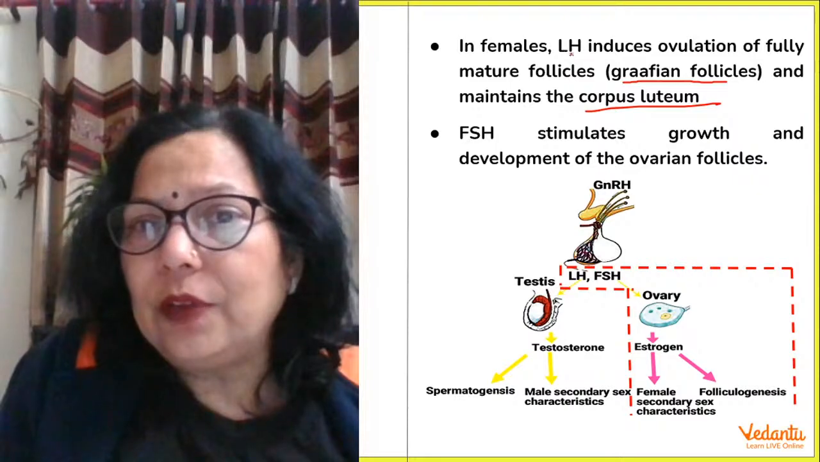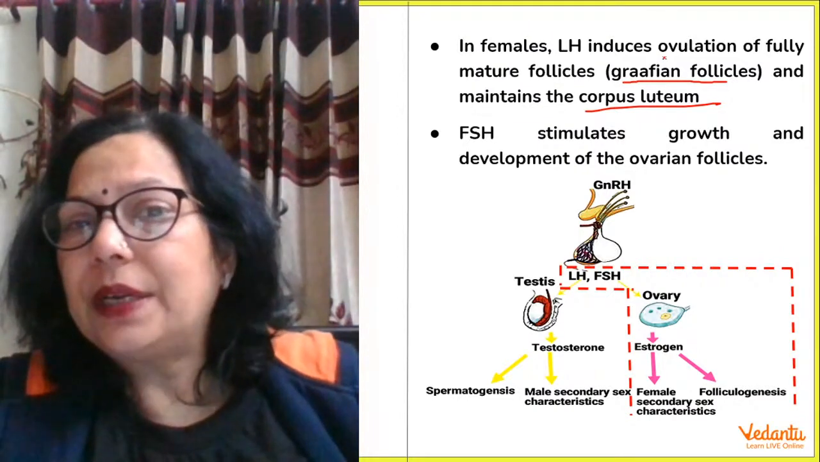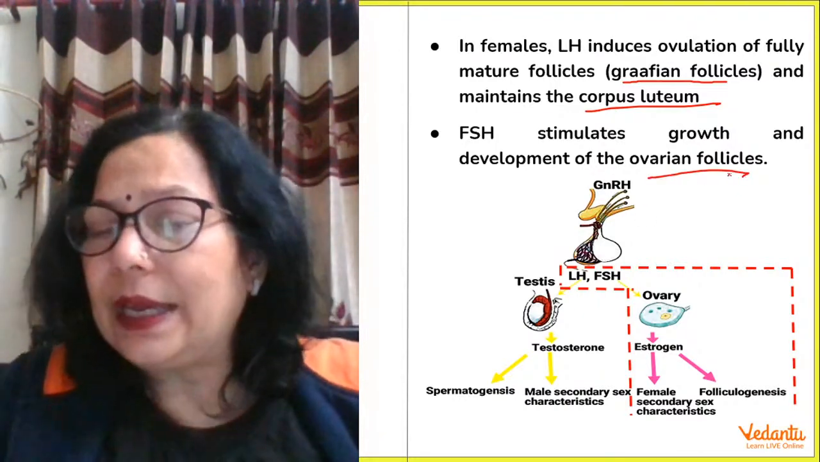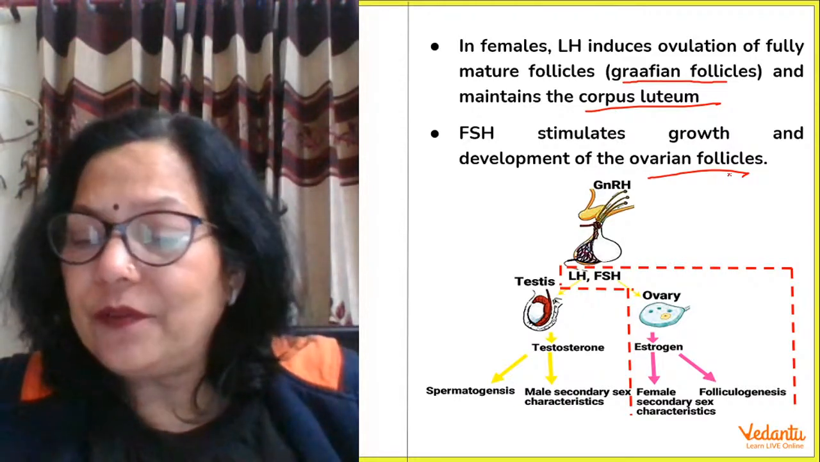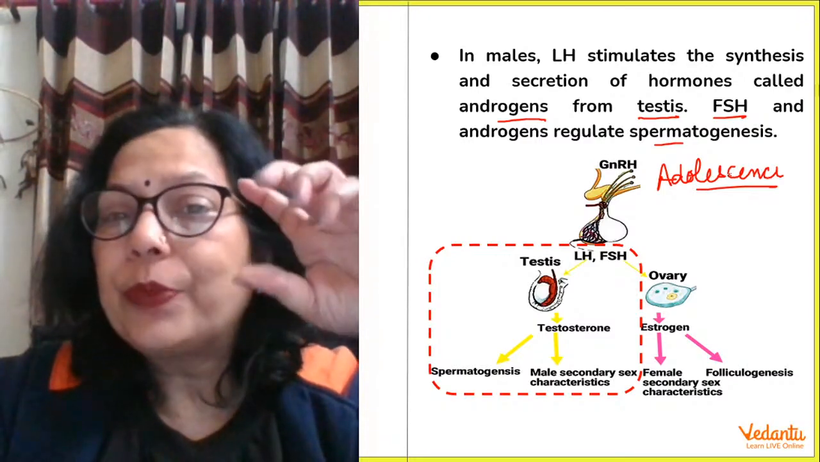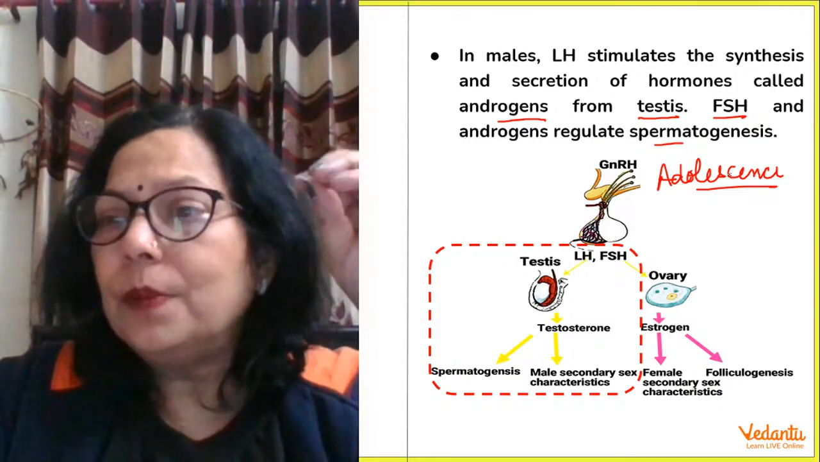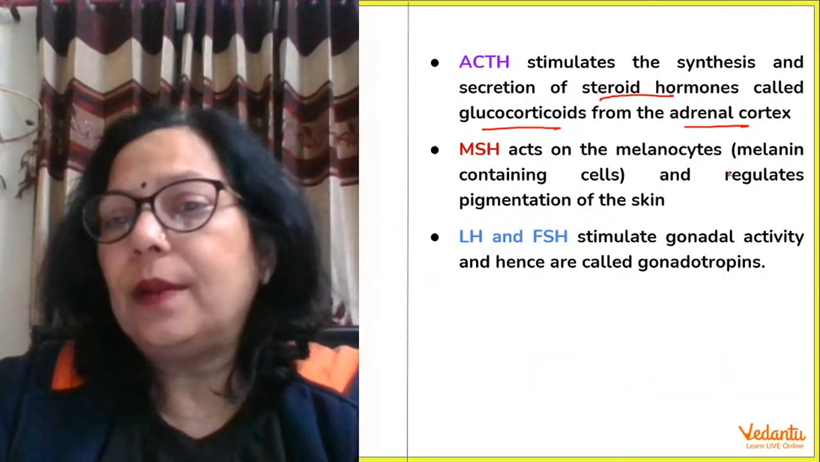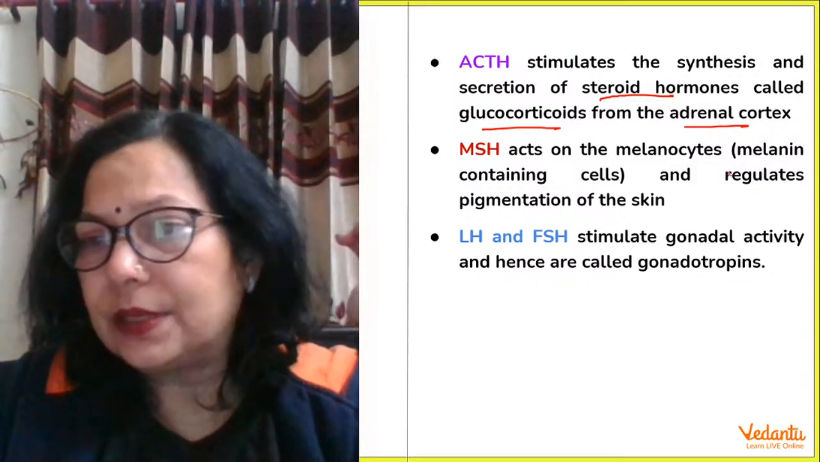In females, LH induces formation of female egg cells from the ovaries, that is the production of ova. FSH stimulates growth and development of ovarian follicles, means the lining of the ovary, the tissues, the cells which produce ova. So LH and FSH, luteinizing hormone and follicle stimulating hormone, control the production of sperms in males and ova in females, right? So they work on gonadal parts, sperm in males and ova in females.